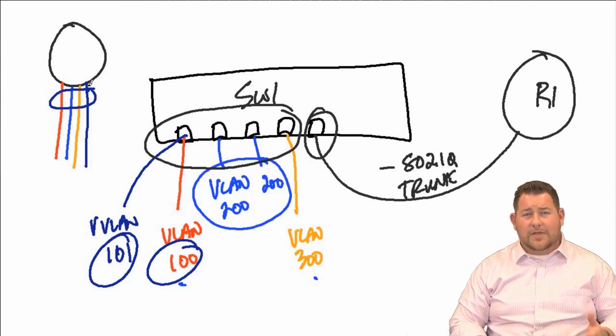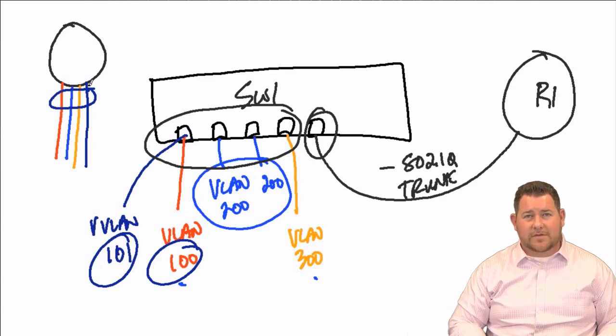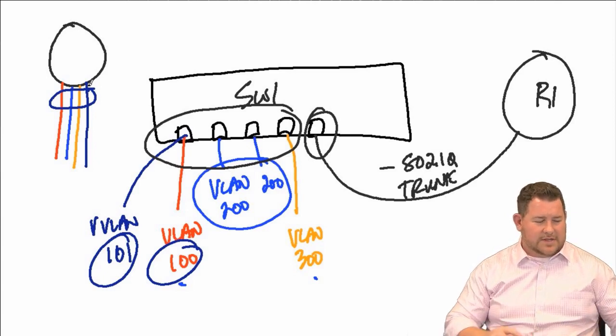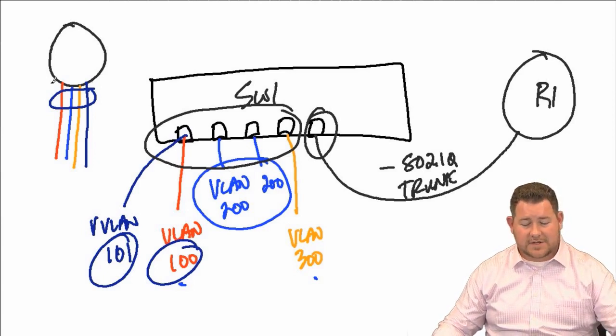Now, on the router, since they're all coming into the same port, you're going to need something called a sub-interface. The sub-interface is going to define which VLAN it's going to route the traffic for, and also the IP address and subnet mask that you're going to be assigning to that sub-interface. So this is probably a good time to look at the configuration and see how that actually looks.